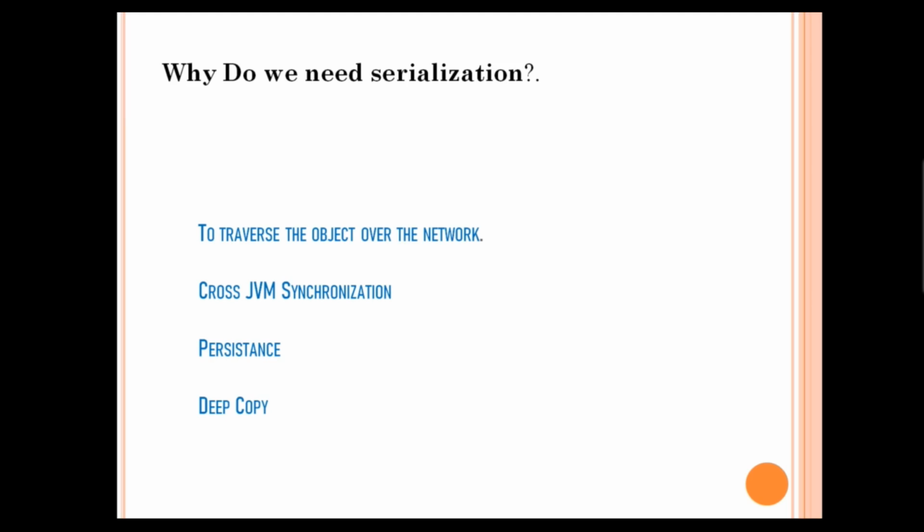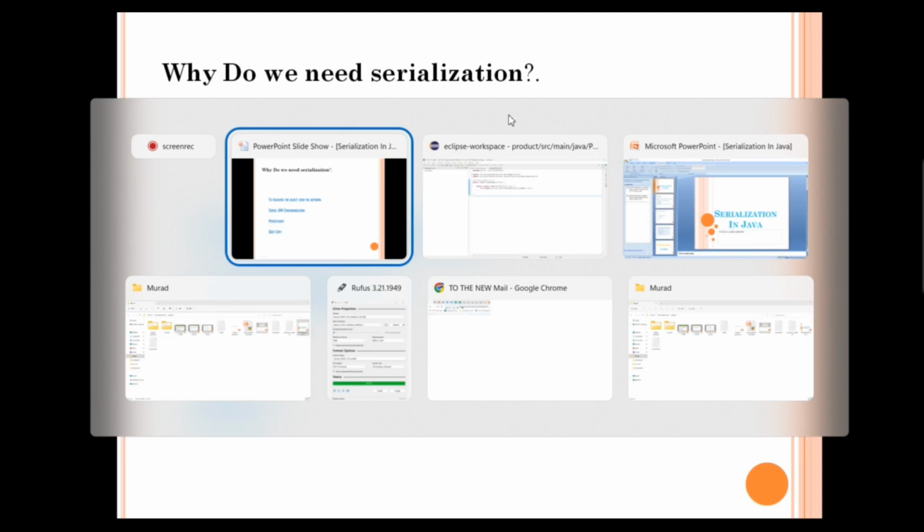Another is persistency, so we can save the state. And the fourth one is deep copy. Serialization creates a deep copy of any object. You can learn about deep copy and shallow copy of objects; that is a separate topic. So let's understand how we can achieve serialization, how we can serialize any object. Let's go to Eclipse.